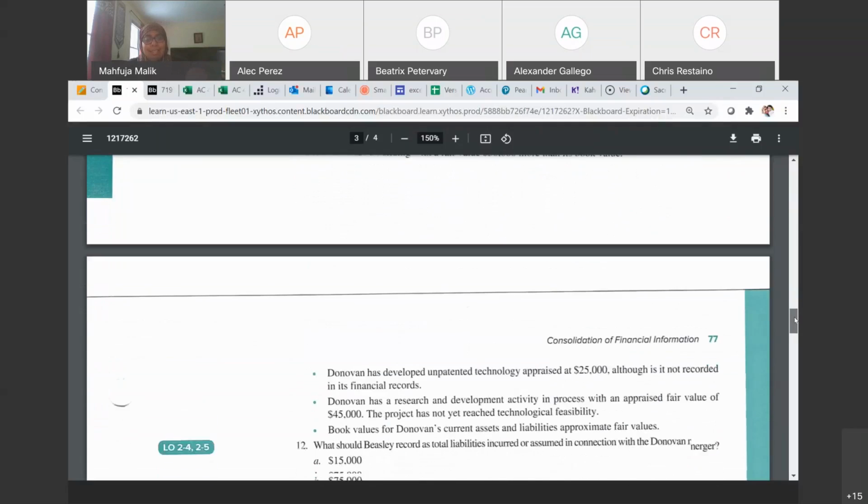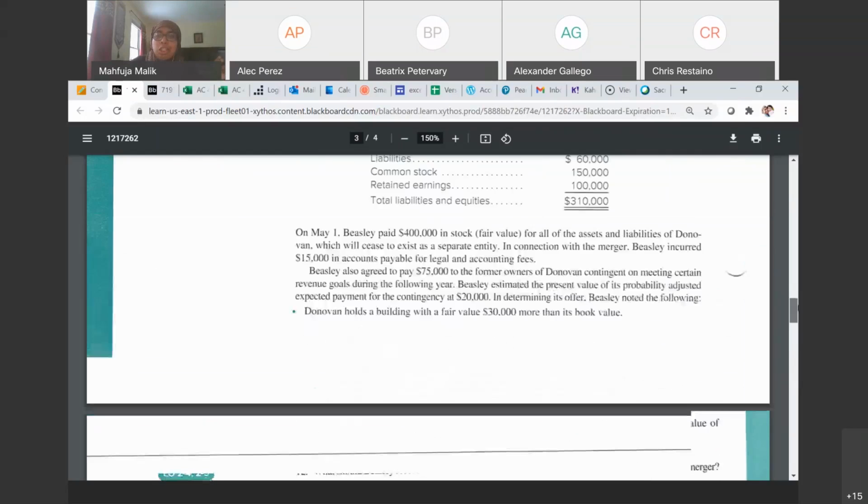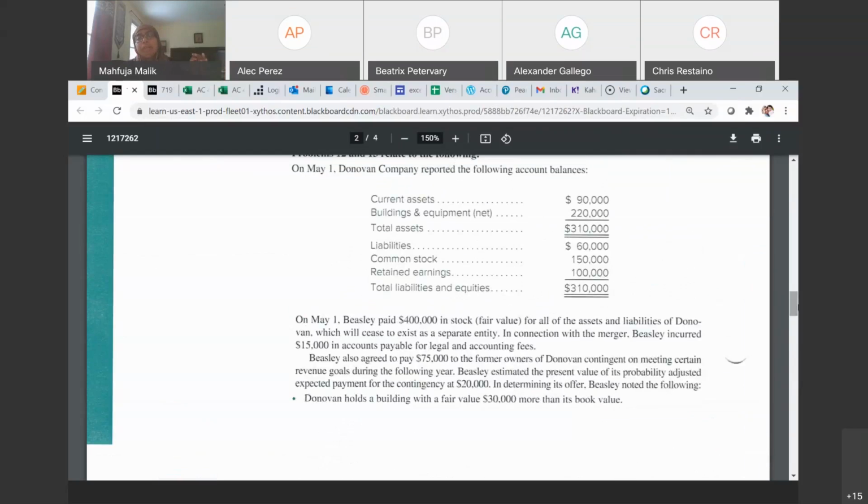And the last bullet point says, book values of Donovan's current assets and liabilities approximate fair values. That means for their current assets and liabilities, book and fair are both the same. So now we will use those bullet points and their little balance sheet here, and then we'll solve the problems.